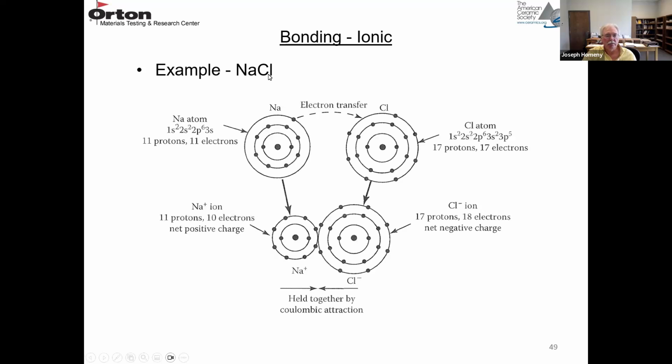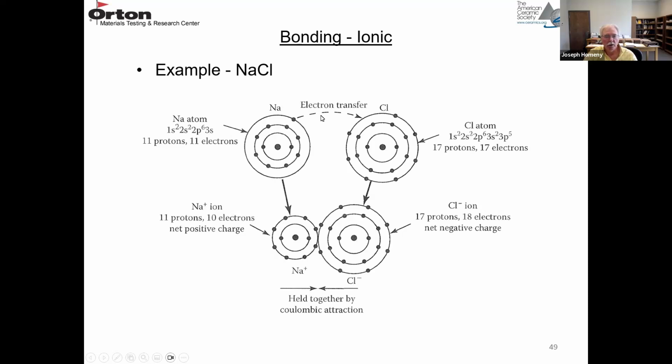Another example is NaCl. So Na is 1s2, 2s2, 2p6, 3s1, and chlorine is 1s2, 2s2, 2p6, 3s2, and 3p5. So there's 1 s electron here that is easily given up, and this one needs 1 electron in the p level here, the completed shell.